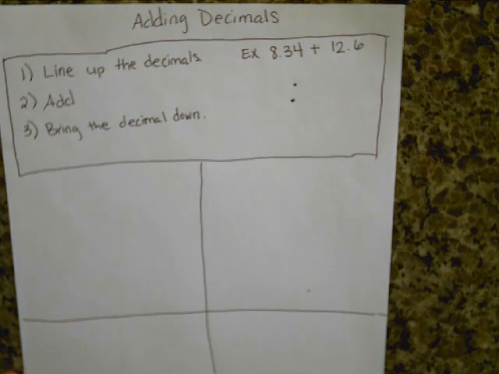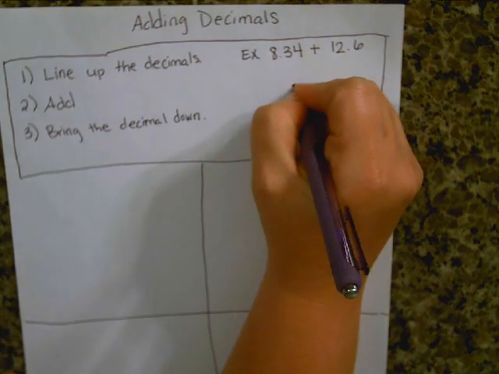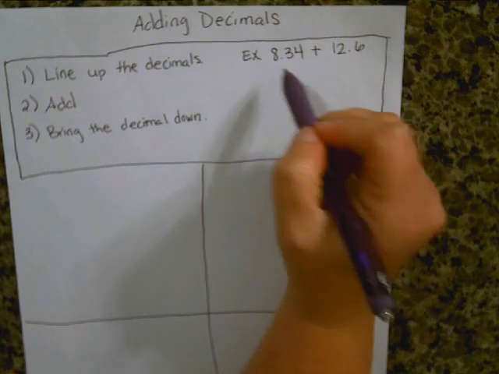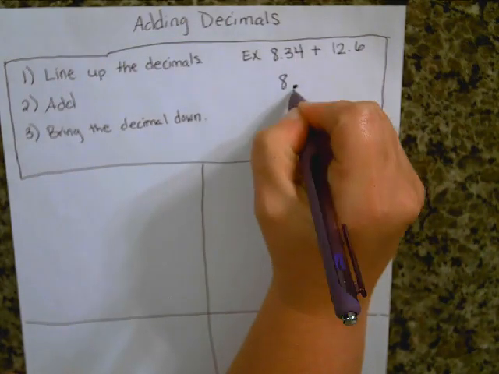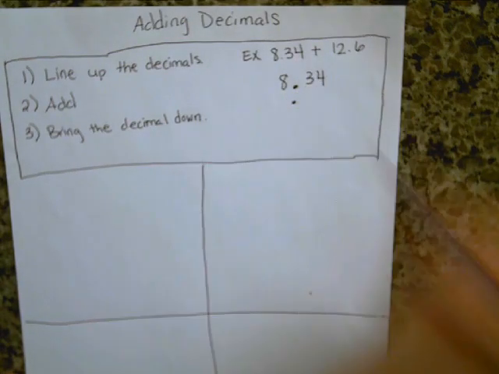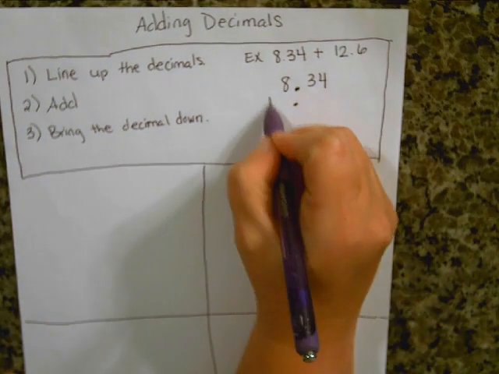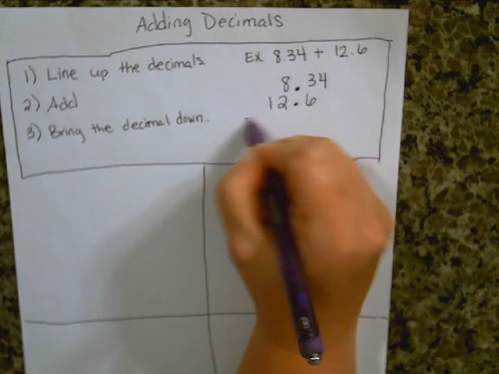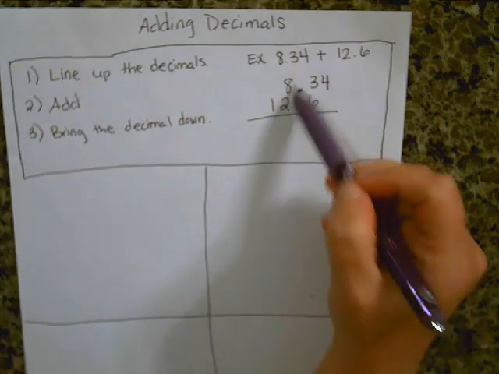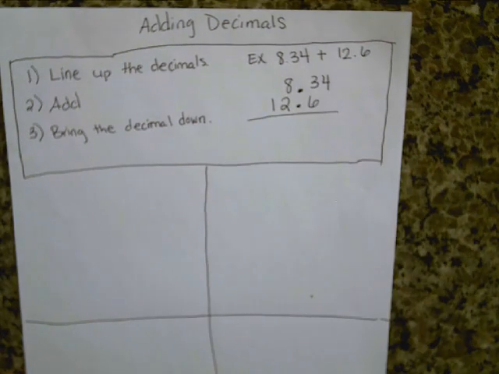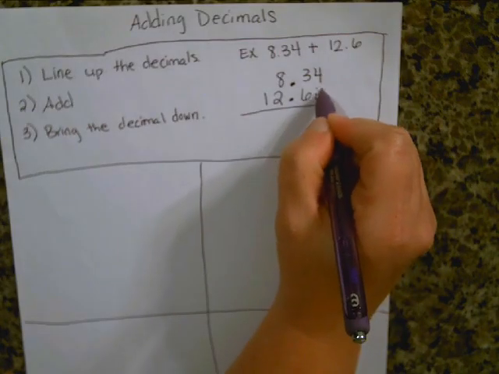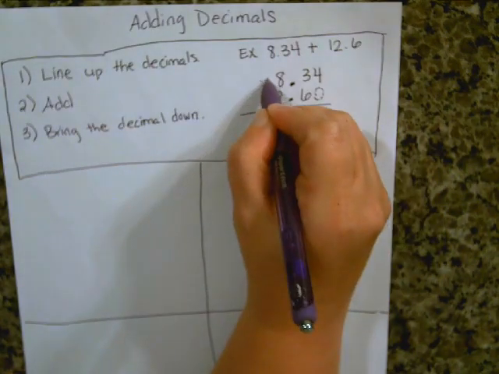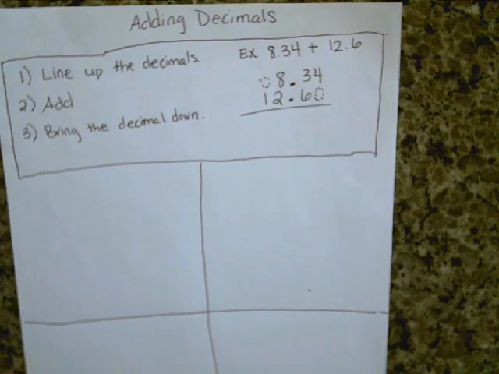Then I'm going to fill in my numbers. So it's 8 decimal 3/4, 8.3/4, 12 decimal 6. Now the 8 ends up on top of the 2 because I lined up my decimals. Okay, we can put in a 0 placeholder anywhere there's a blank space. And we're going to add like normal.